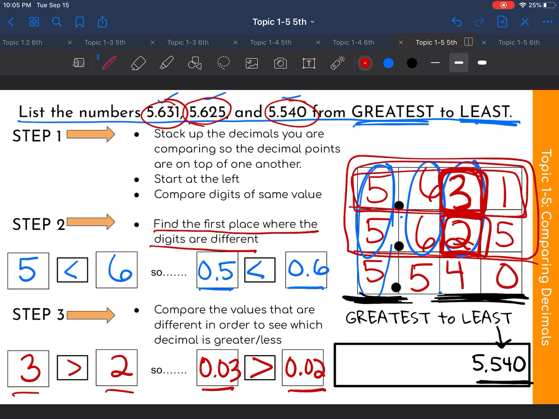So that would mean that this decimal, 5 and 631 thousandths, is the greatest. And then this decimal in the middle, 5 and 625 thousandths, is the middle. All right, so it goes from greatest, 5 and 631 thousandths, middle, 5 and 625 thousandths, to least, 5 and 540 thousandths.